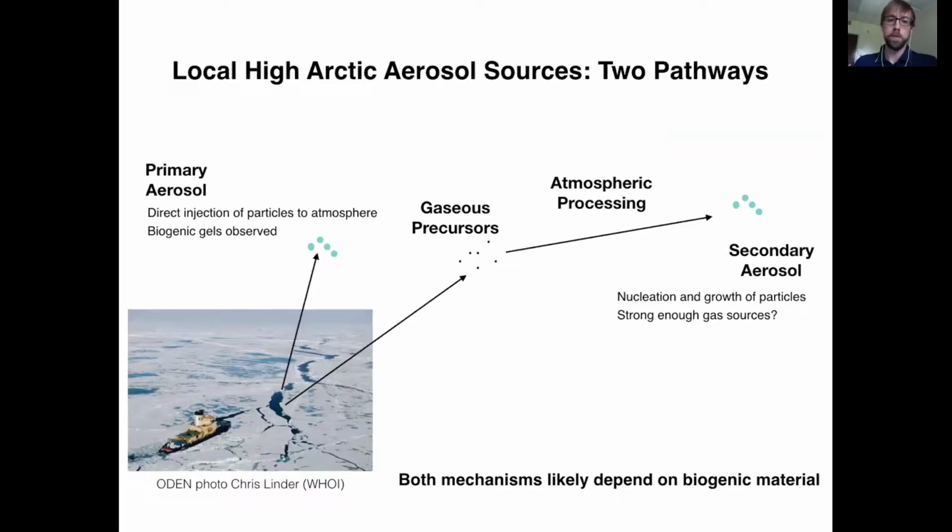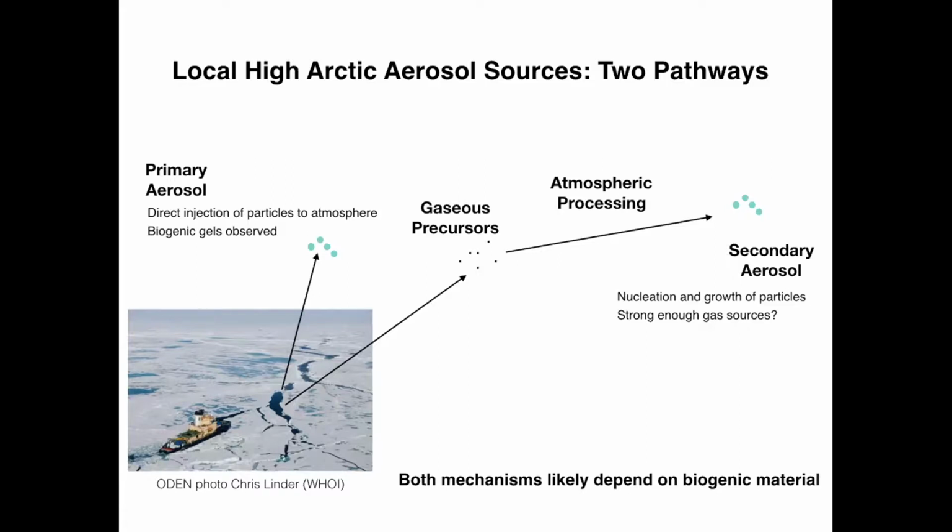So we view basically two main pathways to generate local aerosol in the Arctic. One of these is primary aerosol, so that's direct injection of particles to the atmosphere. This can be bubble bursting at the sea surface, which would be one main example. Apparently, biogenic gels, polysaccharide goopy material ejected from the sea surface, have been observed in this environment.